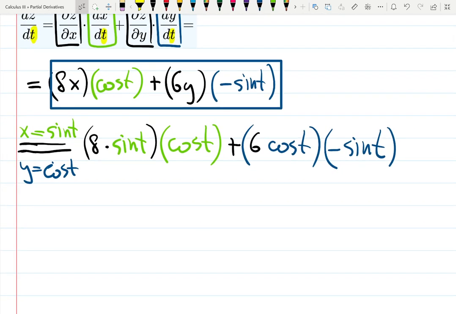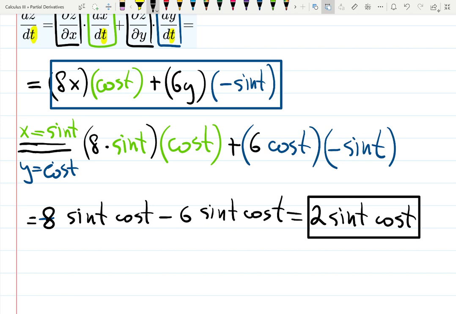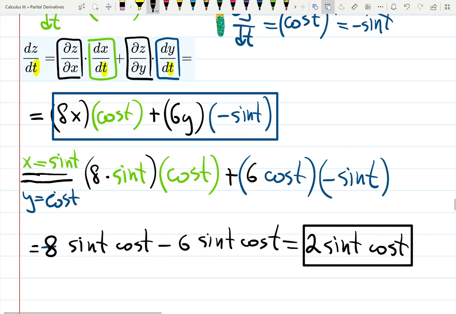And then if you simplify this, guess what we get? If you multiply everything out, it's going to be 8 sine t cosine t minus 6 sine t cosine t, which is 2 sine t cosine t. So it actually simplified to a very nice looking function. Everything in terms of t, as you can see. So this is the slope of the function, the derivative of the function with respect to the deepest last variable you can have, t.